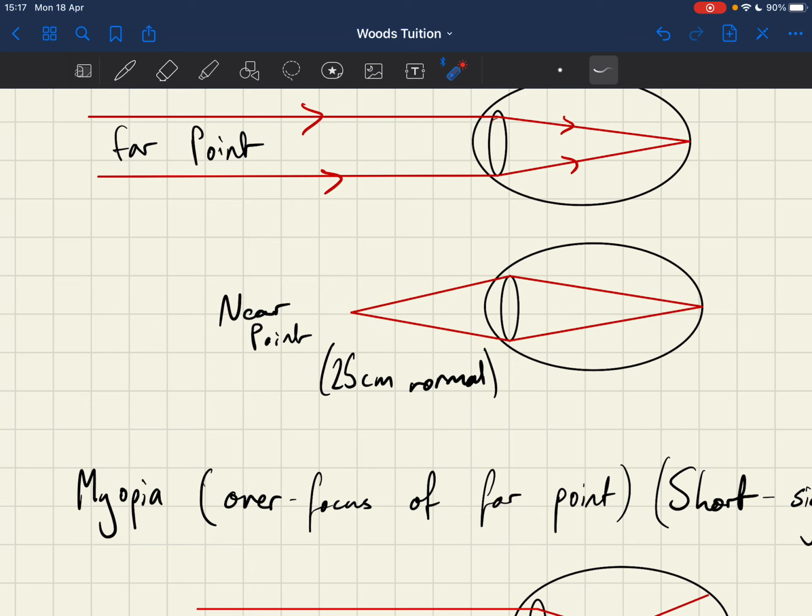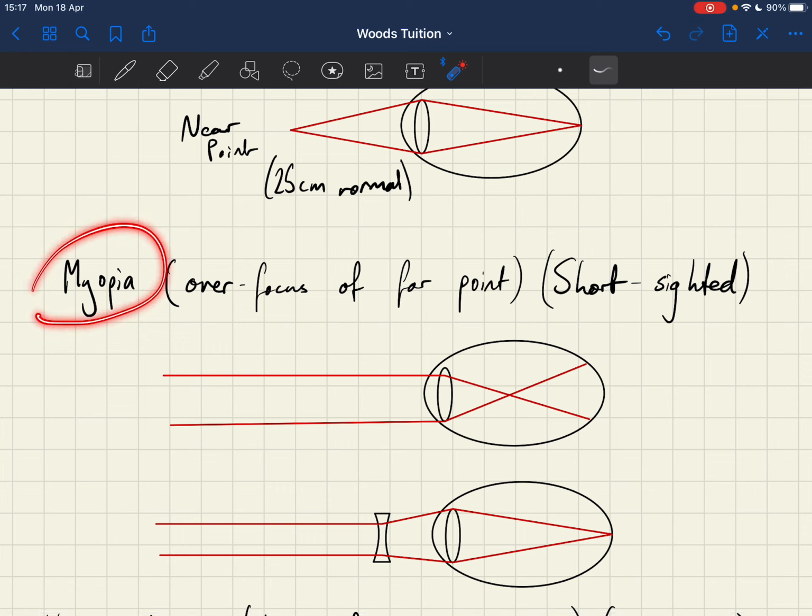If, like me, you're short-sighted, so you will have myopia, what your lens does is it over-focuses the image from a far point. Okay, so I can still see near things, so that's why I'm short-sighted. This either means that the lens itself is too thick or the muscles are too strong. So they're over-focused, so you're getting a blurred image at the back of the optical nerve.